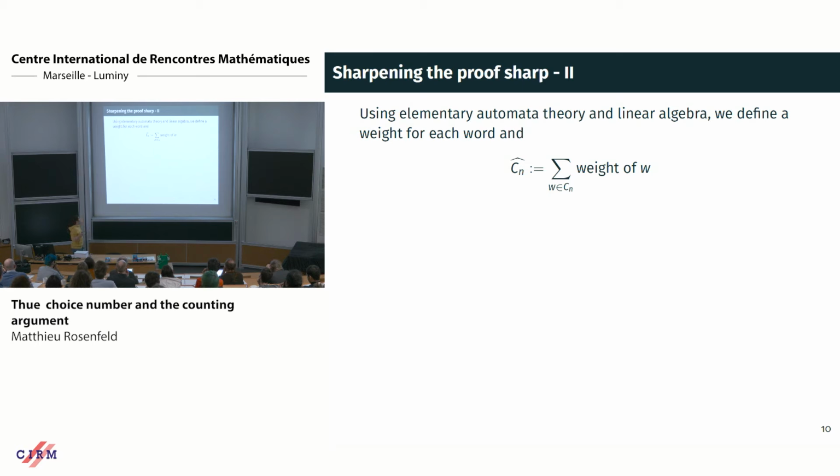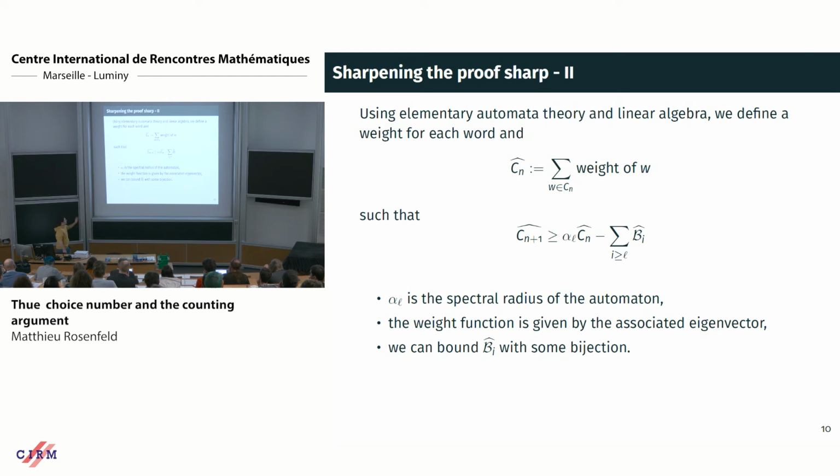And I'm going to say that now the weight of a set of words is just the sum of the weight of the words. And now I can actually prove such an inequality using these weights. Like I could prove that the weight of Cn plus 1 is at least alpha L times the weight of Cn minus the bad extension. And all of this is using really the spectral radius of the automaton. You find the associated eigenvectors. I mean, everything is quite classical. We know how to do it efficiently with a computer. Everything is fine. Now, the only difficulty would be maybe the bijection that you need to use to bound the bad extension might be more complicated.